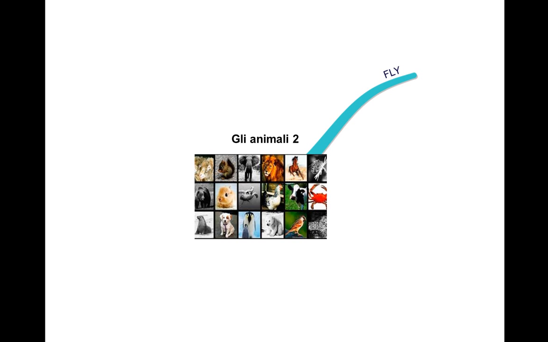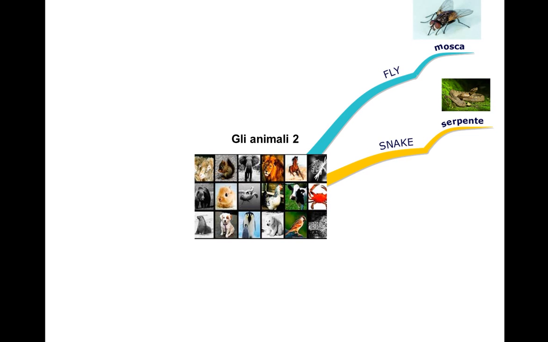In the blue branch we have fly, which is translated as mosca. On the yellow branch it says snake, which in Italian means serpente. Next, on the red branch is the word wolf, which is called lupo.